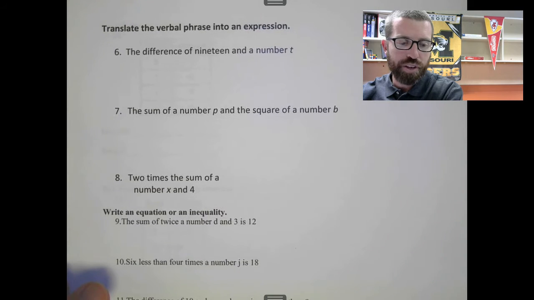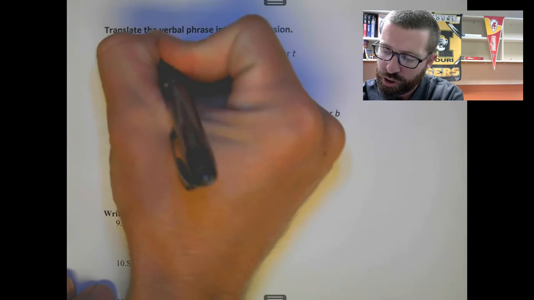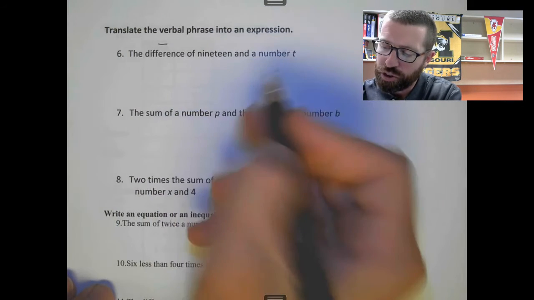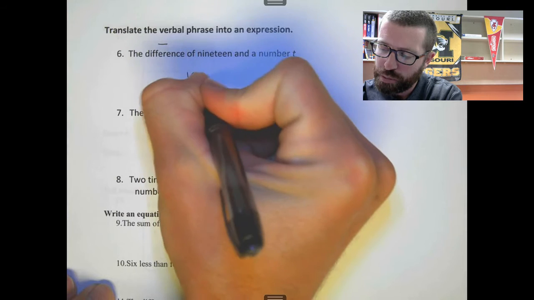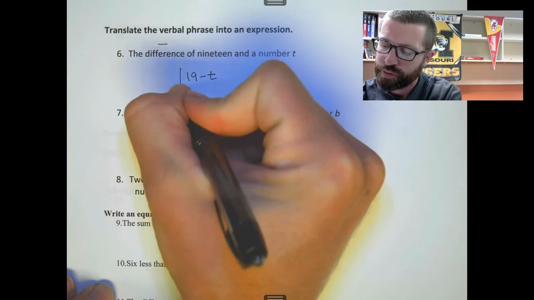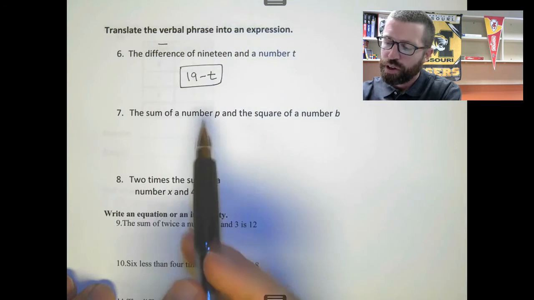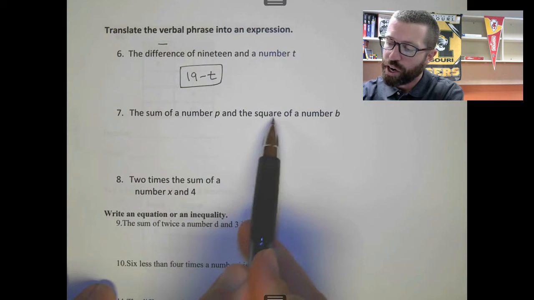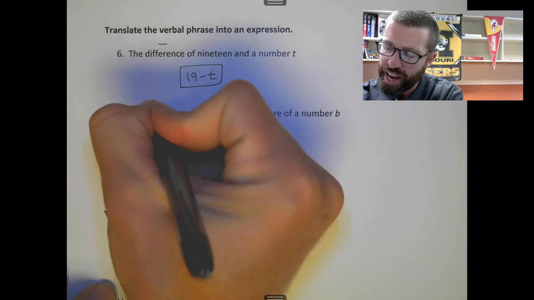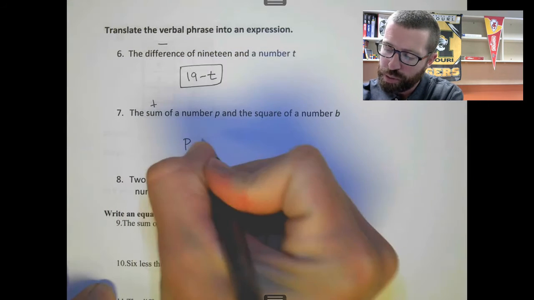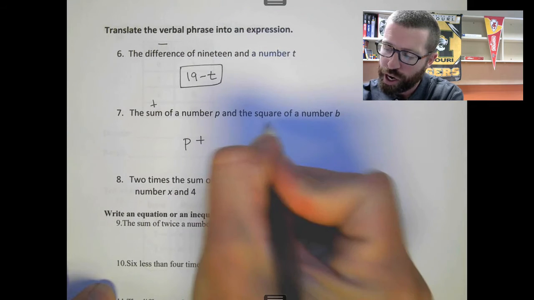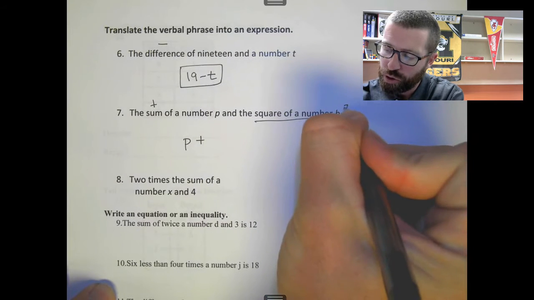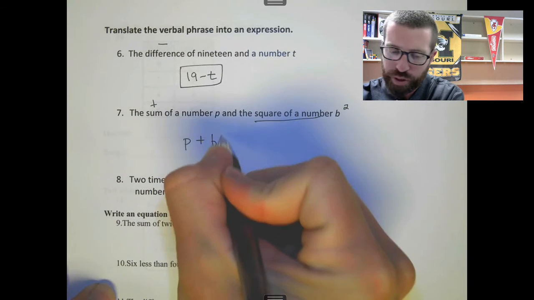Okay, we're going to translate these. So the difference, this means subtract, of 19 and a number t. So it's 19 minus t. The sum of a number p and the square of a number b. So sum means to add. So we're going to take p and add it to the square of a number b. So that would put the exponent up top there.